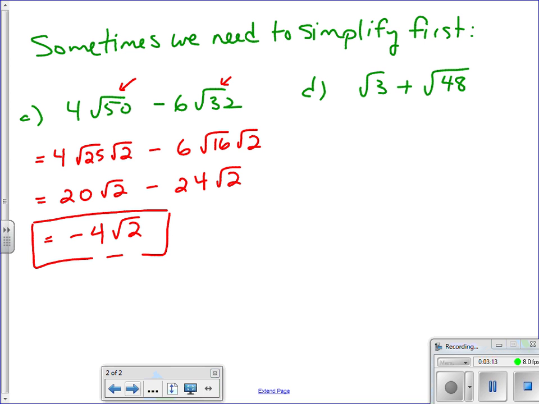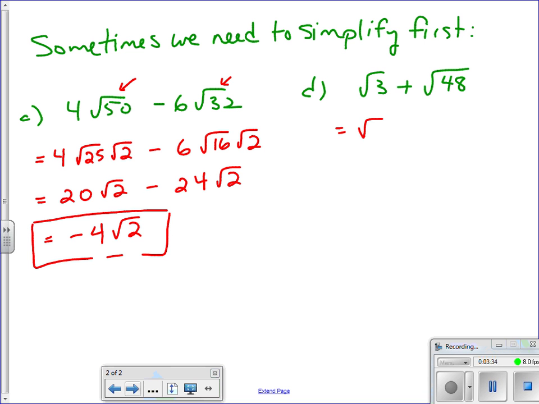Let's take a look at question D here. I've got root 3 plus root 48. Let's take a look at what the perfect square of 48 is, or if there are any perfect square factors for 48. And that root 3 would give you a number to test. So check what's 48 divided by 3. Oh, that gives us 16, which is a perfect square.